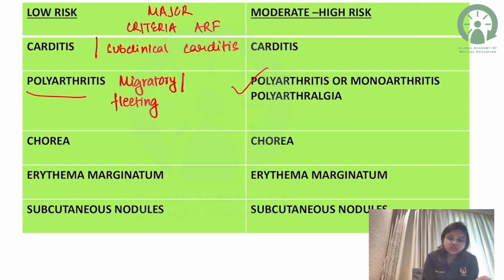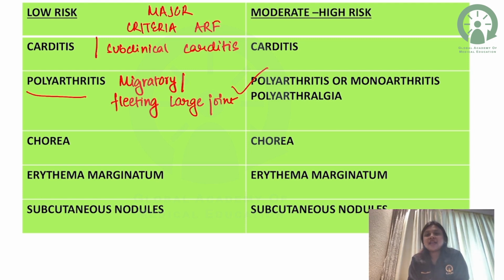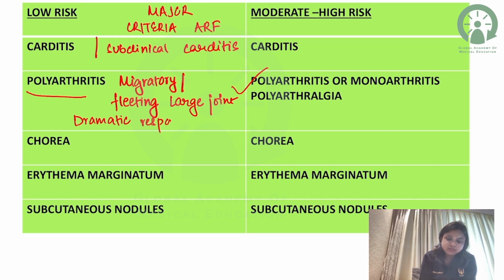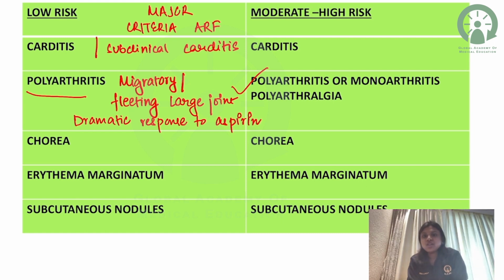And there is an involvement of the large joints only. So definitely it is asymmetric, and it has a dramatic response to salicylates or aspirin. Whenever you put the child on aspirin, the pain subsides. And this is very important because this helps you to differentiate from arthritis due to other causes.